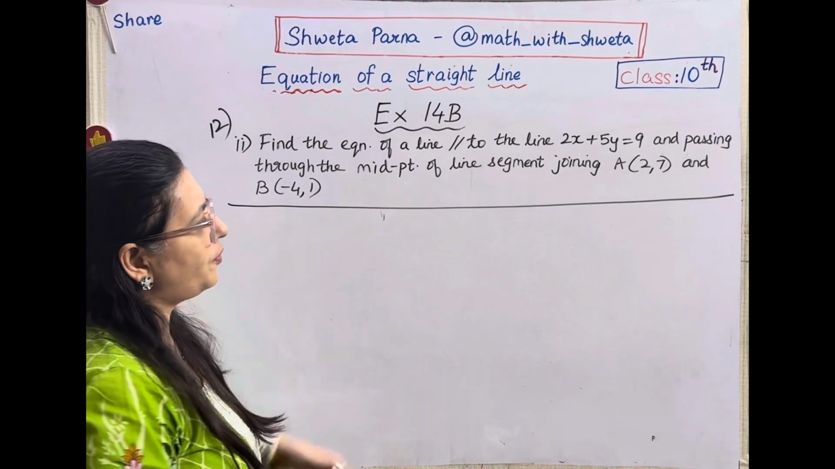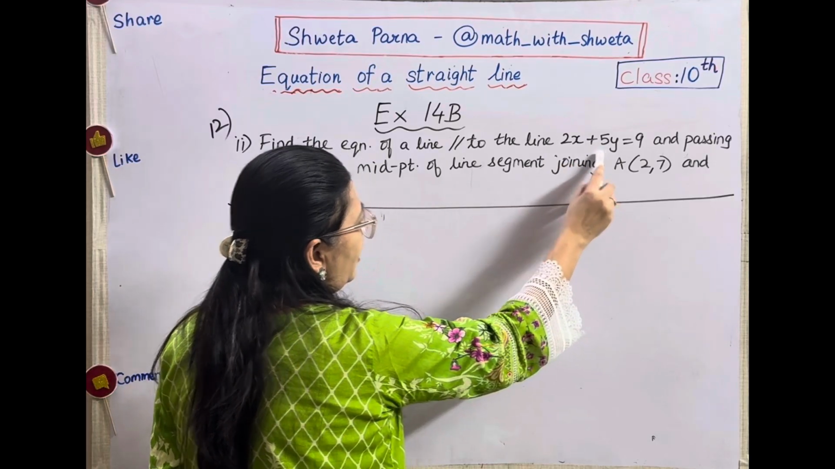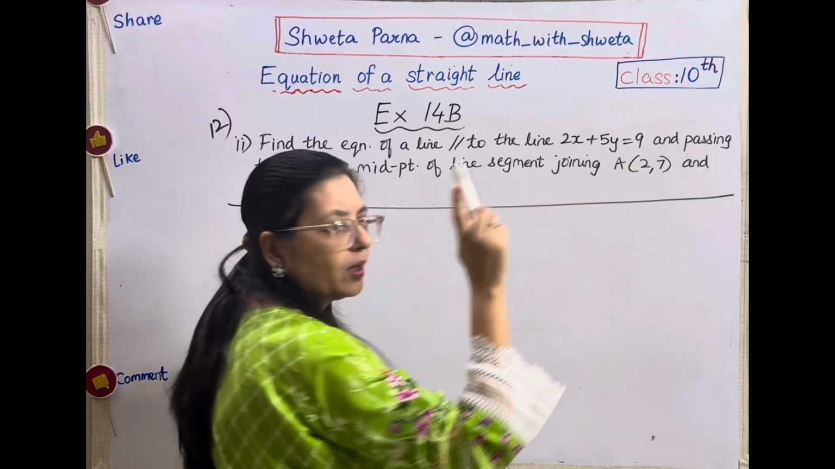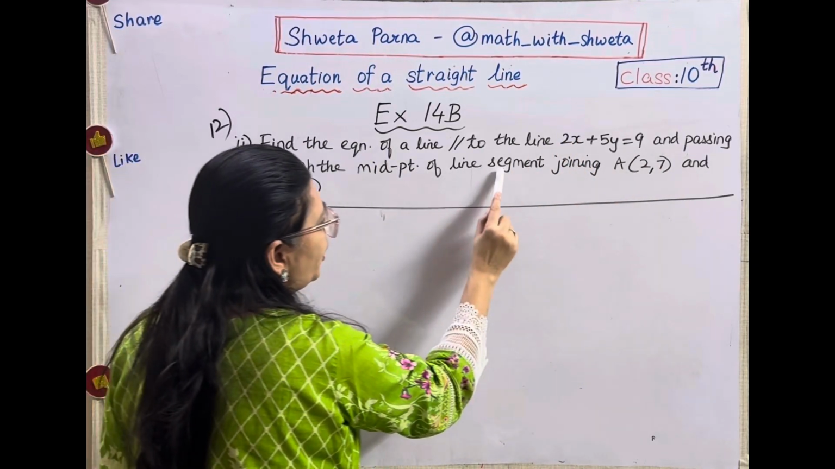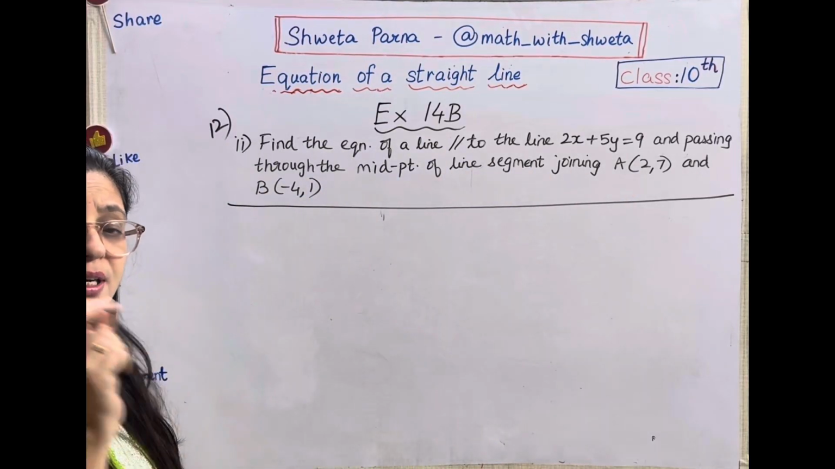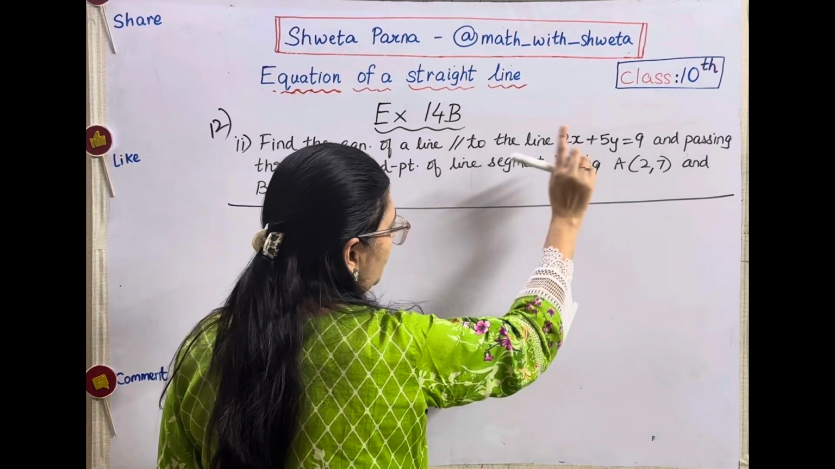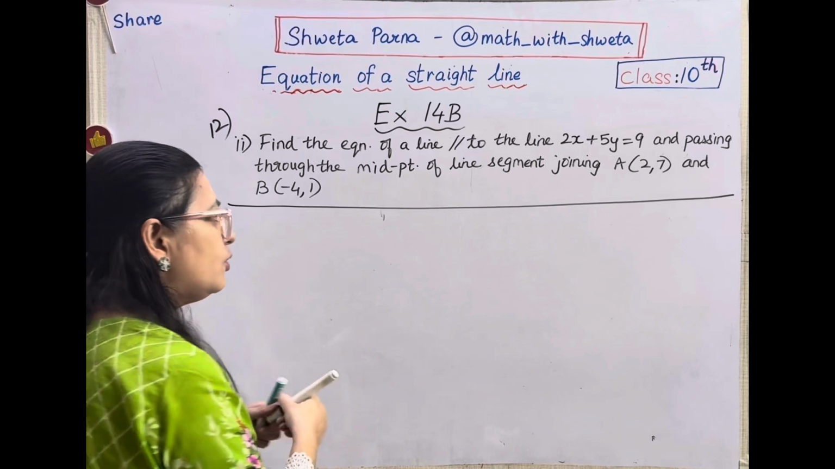Find the equation of a line which is parallel to this line. So the line whose equation you want to find is parallel to this line. That is the first part. And it passes through the midpoint of the line segment which joins point A and point B. There are two subparts. First thing, we will find the equation. To find the equation of a line parallel to this line, we have to find the slope.